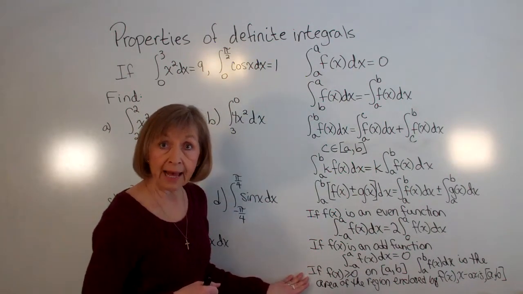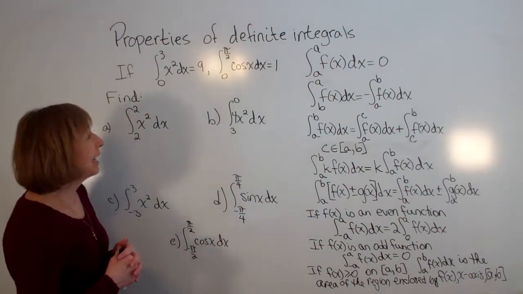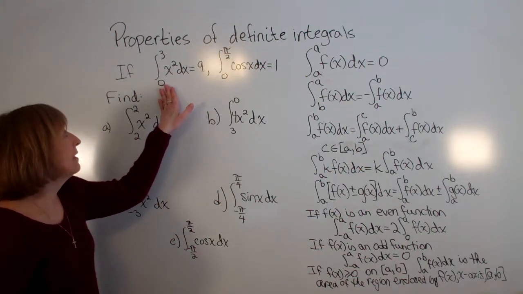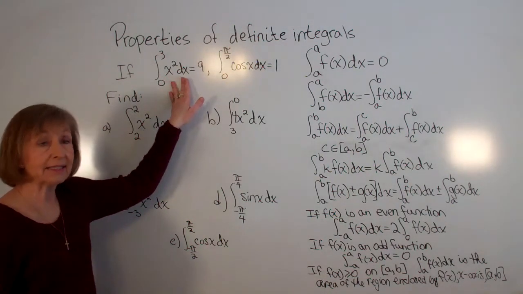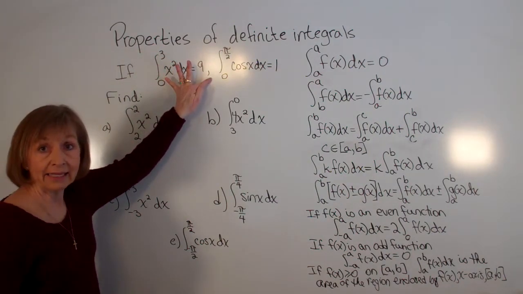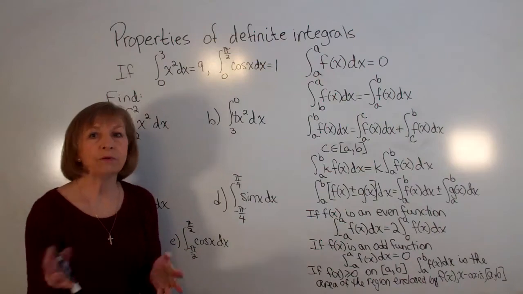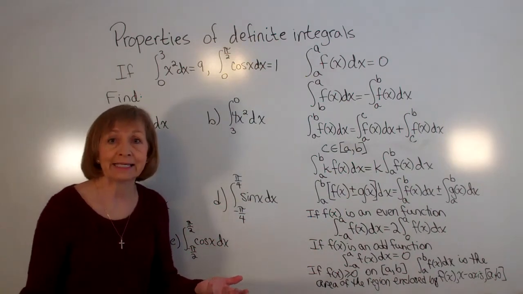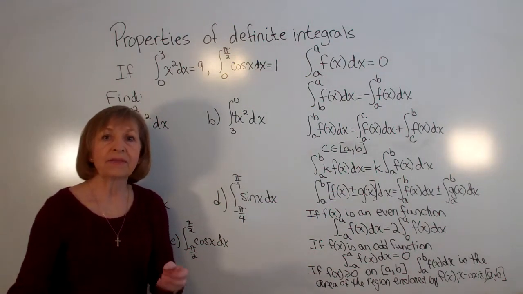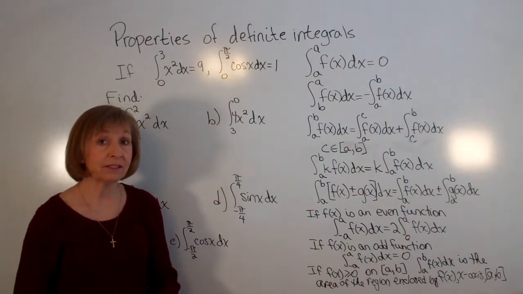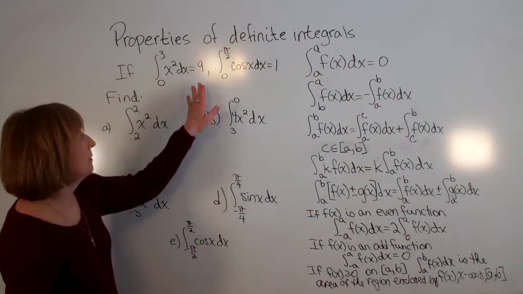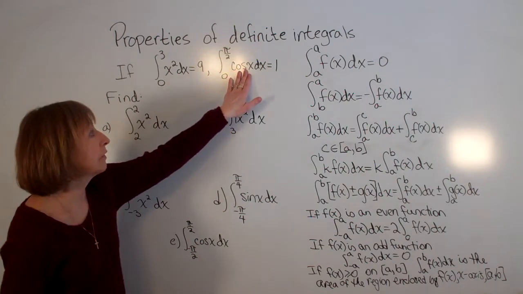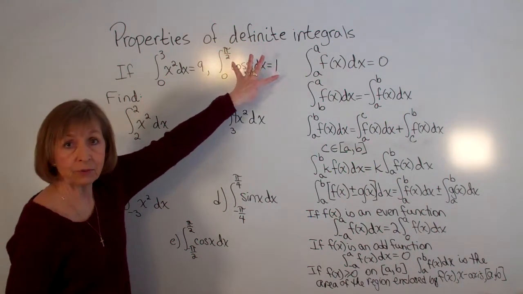So that's a recap of our properties of definite integrals, and I want to use that recap to answer these questions. The setup is telling me that the definite integral from 0 to 3 of x squared dx is equal to 9. Later we will find ways to figure out what that integral is by our other work, but that's not the focus of this video. The focus of this video is our properties. So I'm telling you that that's equal to 9. And also the definite integral from 0 to pi over 2 of cosine x dx is equal to 1.